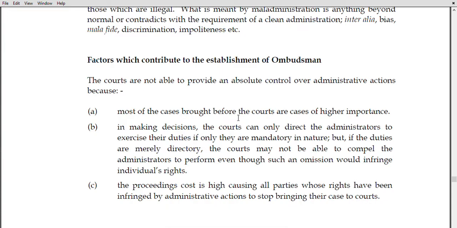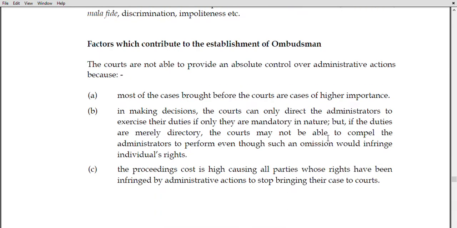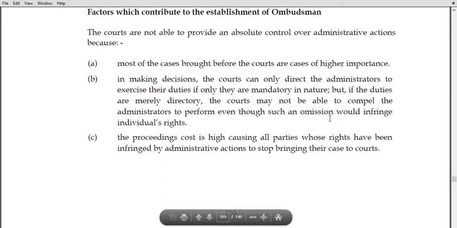Normally the court will review the decision made by the administrator in mandatory duties only, when they are exercising mandatory power, not discretionary power. And then the proceeding cost is high, causing all parties whose rights have been infringed by administrative actions to stop bringing their cases to court. So going to the ombudsman, they can save money.